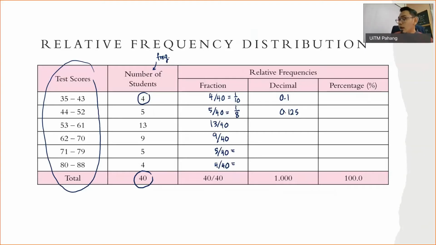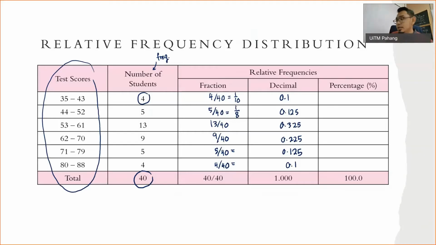Then we have 0.325, and then 0.225. How do I get this using your calculator? Suppose we have 5 over 40. You get something like 1 over 8 in your calculator. But sir, how do I change from the fraction to decimal? You just press that ABC button, and then you will get 0.125. So 0.125 in this case. And the last one will be 0.1. So the total of the decimals will be 1.0 in this case.